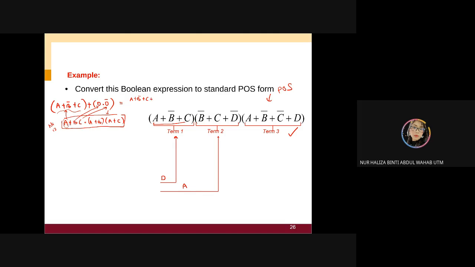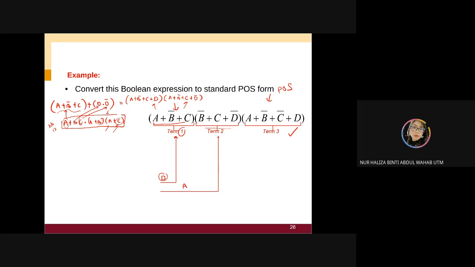Plus with my B here is D. Now I have A. A plus B bar plus C plus with my C. What is my C? My C will be D bar. Finish for my term 1. I got 2 sum terms. You can see here because I'm missing D, only one variable.